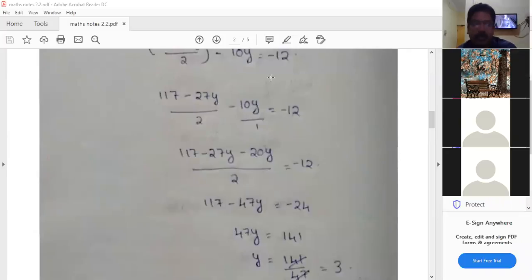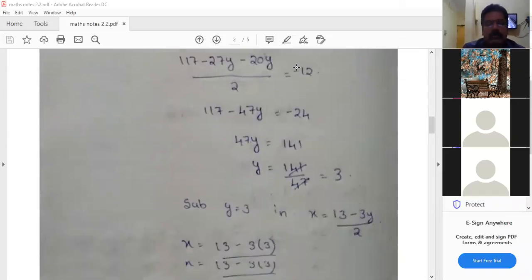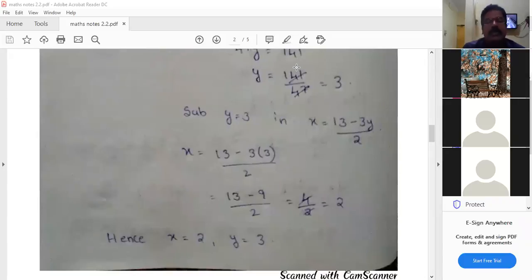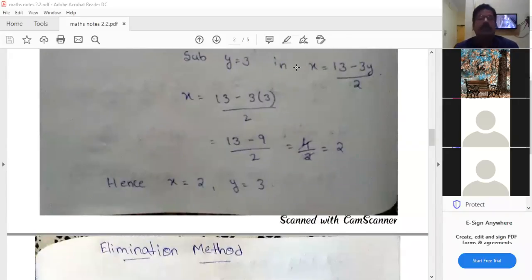Here simplification is there. Now I'm moving. Now y equal to 3. I'm substituting in the x value. Now the substitution method process is completed. Hence the solution is x equal to 2 and y equal to 3.